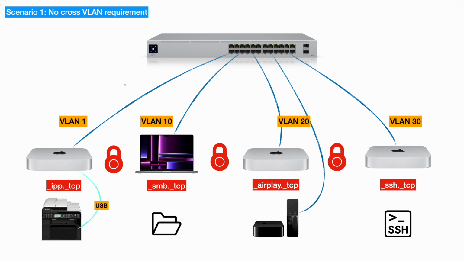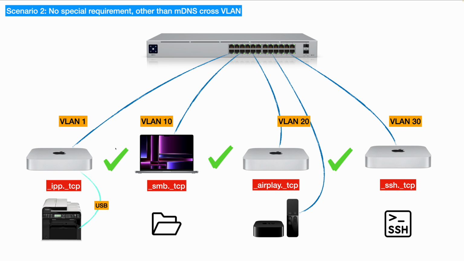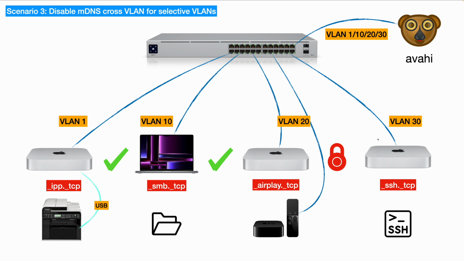First scenario is the simplest one. Even though you have multiple VLANs, you do not want the mDNS services to cross VLANs, which means you want the services to work within their respective VLAN. The second scenario, you do want all your mDNS services to cross VLANs. Third scenario, you only have selective VLANs. For example, the VLAN 30. For some reason, you do not want the mDNS services within this VLAN to be discovered by other VLANs. The last scenario, you have a much more flexible requirement. So for some services, you do want them to be discovered in other VLANs. For some, you do not.